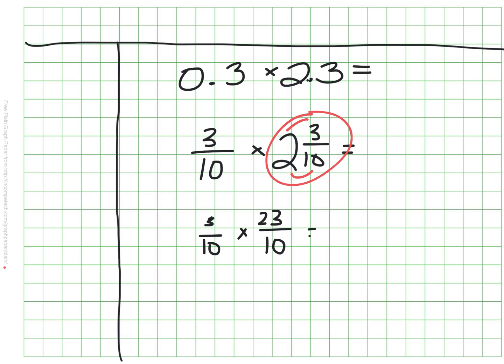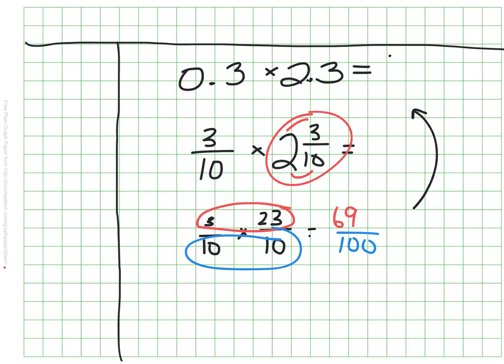Now I can just do what I've done before. I can multiply my numerators. 3 times 23 would be 69. And my denominators, 10 times 10 would be 100. Because of this, I can then put it back into my decimal form. 69/100ths, I'm going to put it right back up here where my original question was. I know that means I have a 6 in the tenths place and a 9 in the hundredths place. So 0.3 times 2.3 equals 0.69. And just as we saw with fractions, sometimes when we multiply decimals, our answers actually get smaller than one or perhaps both of the numbers we started with.